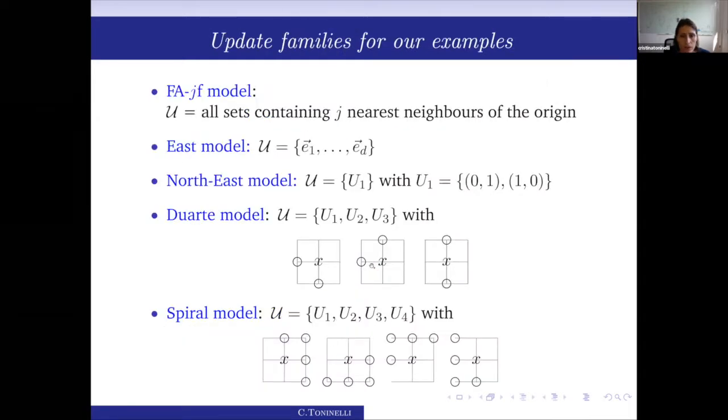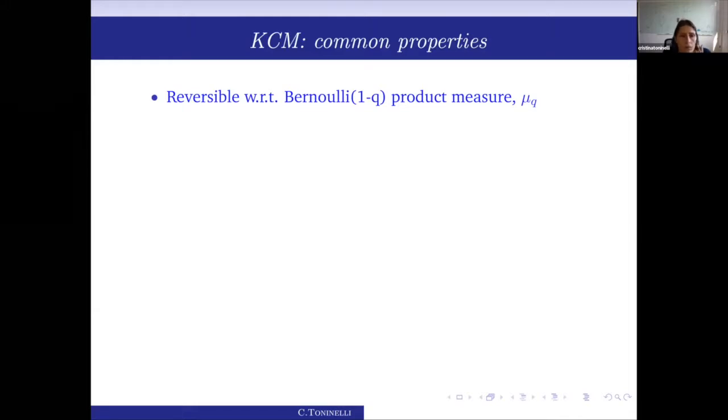Thanks to this fact, as we will see more explicitly in a second when I define the generator of the Markov process, this dynamics is reversible with respect to the Bernoulli product measure. It is the Bernoulli product measure which I indicate with mu q, or simply mu in the following, which is the measure which gives weight 1 minus q to the occupied sites and q to the empty sites. So the parameter q is the density of empty sites in this equilibrium measure.